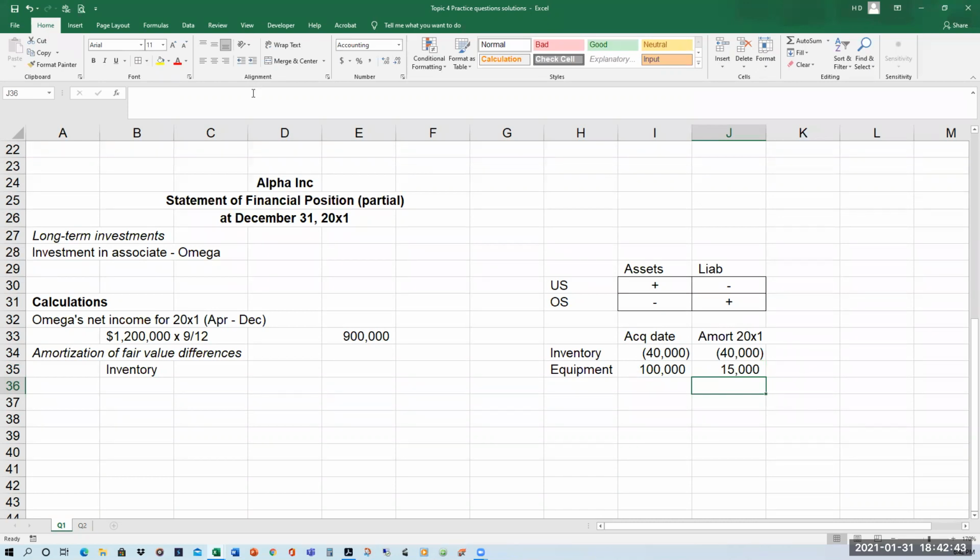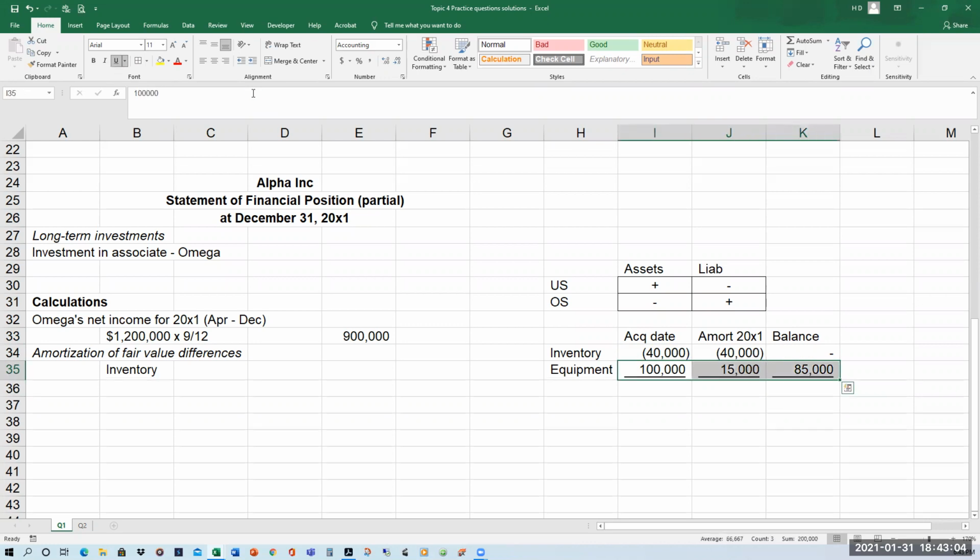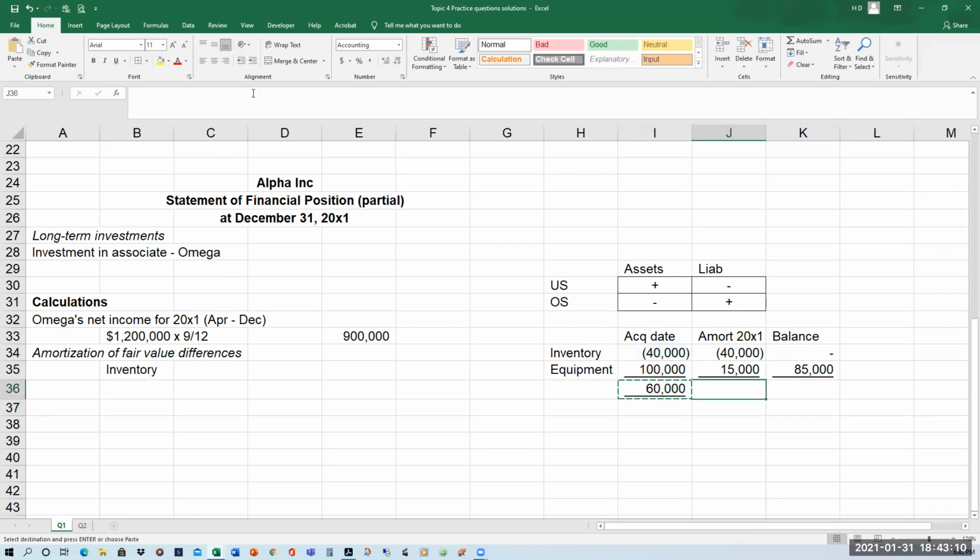So the amount of amortization for the equipment is 15,000. So the balance that remains basically at the end of year 1 is nothing as far as the inventory is concerned, and $85,000 for the equipment. So if we add things up here, we're looking at total amortization of the fair value differences for the year 2001. The total amortization is negative $25,000.